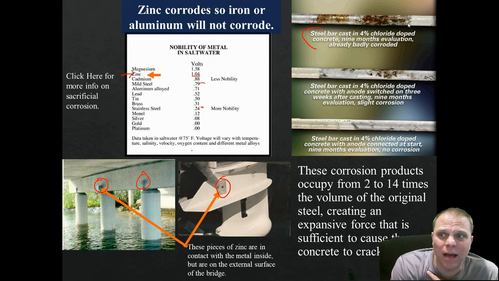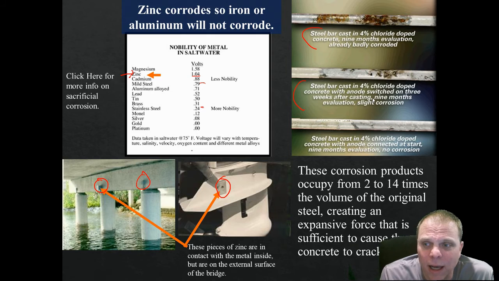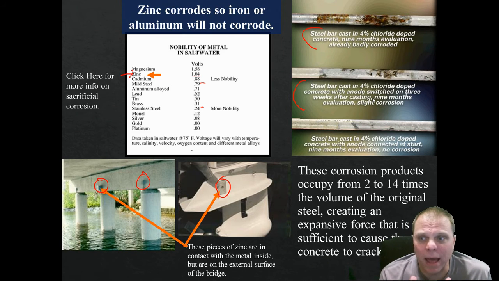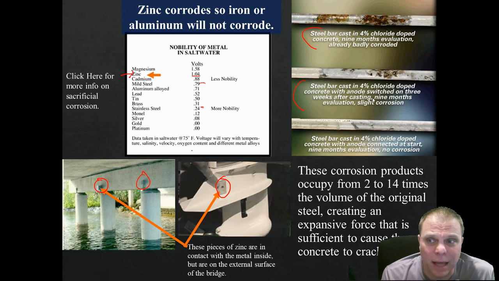was basically just allowed to rust. Okay, it was kind of set out in the open, and it was in chloride doped concrete, right? Basically, it was badly corroded after a while. And this one, they were changing the process just a little bit. And so what they did is they took an anode, and after they cast this, they put the anode on it like 3 weeks after. And you see that the anode, that zinc anode or whatever anode it was in this particular case, was actually able to take away some of that corrosion.